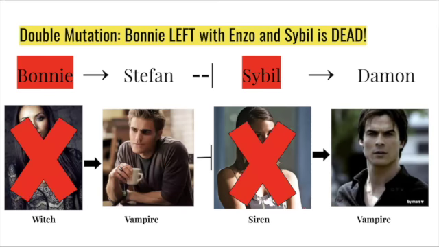In a double mutation, Bonnie leaves with her boyfriend Enzo to flee from Sybil's mind control. Then Stefan cannot be promoted by her to hunt down Sybil and stop her mind control over Damon. But if Sybil dies some other way, then Damon is not going to be forced by Sybil to keep his humanity turned off, and therefore his killing spree will end and he will become good again.